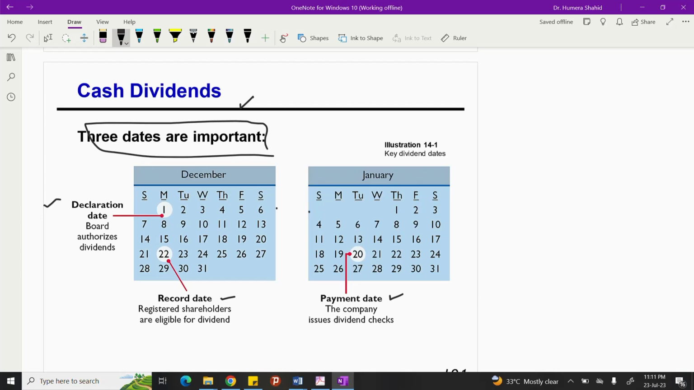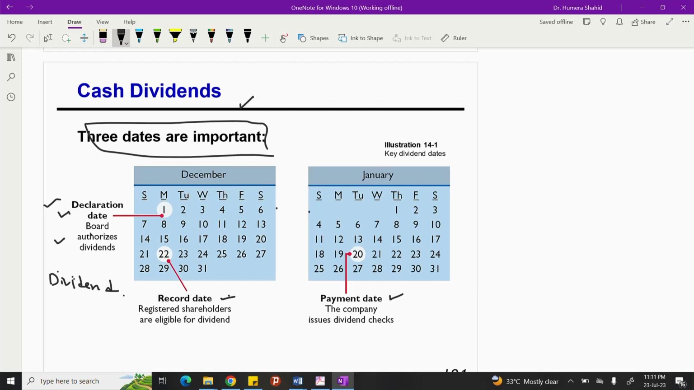What is the declaration date? As I mentioned on the previous page, the board of directors should declare the dividend. So the declaration date is that date when the board of directors declares or authorizes the dividend. As soon as the board declares the dividend, it becomes a liability for the company, because it has been declared and now the company has to pay. So on the declaration date, the company records the cash dividend or the stock dividend and makes it its liability.